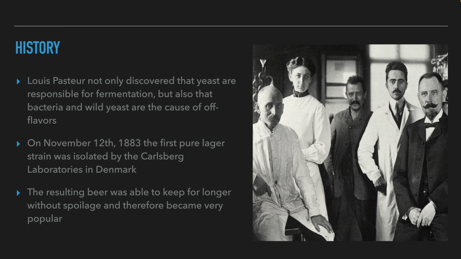But Louis Pasteur didn't stop there. He went on to prove that yeast are indeed responsible for fermentation, but that yeast and wild yeast are also responsible for off flavors. All this laid the foundations for Emil Christian Hansen from Carlsberg Labs in Denmark to isolate the first lager variety and use it to make beer in November 1883. But they didn't realize that they had discovered a new species of yeast until 1908.